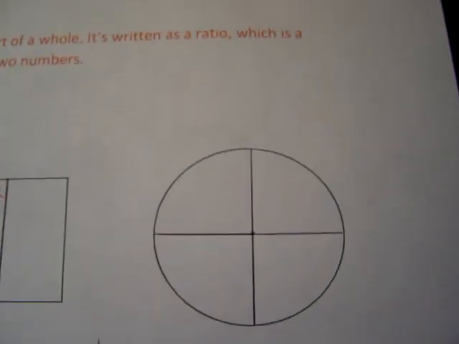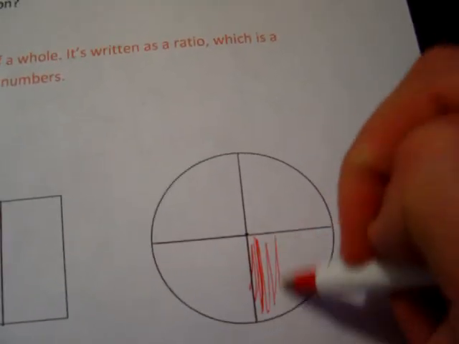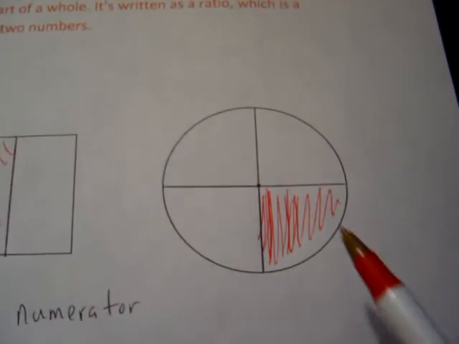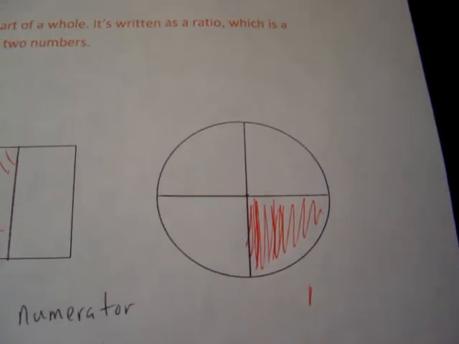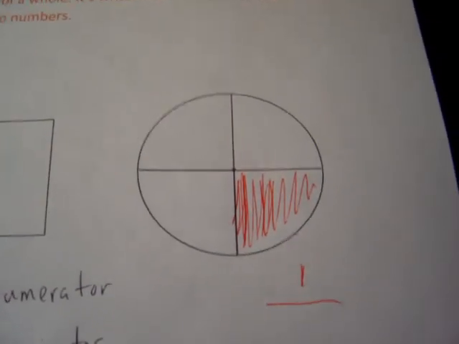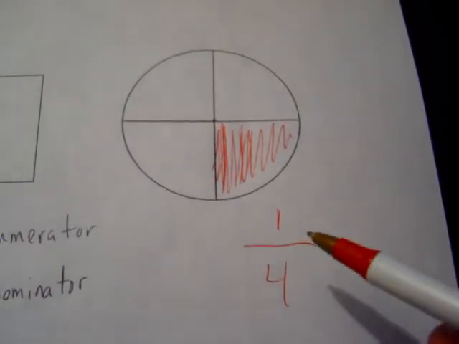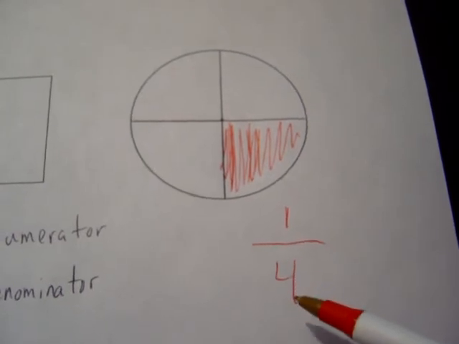If we have a second fraction, I can take a look at this circle. The whole is the circle and it's split into 4 equal pieces, and we're concerned with one of them. So I have one of those pieces out of a grand total of 4 equal pieces. This is our fraction 1/4, 1 being the numerator, 4 being the denominator.